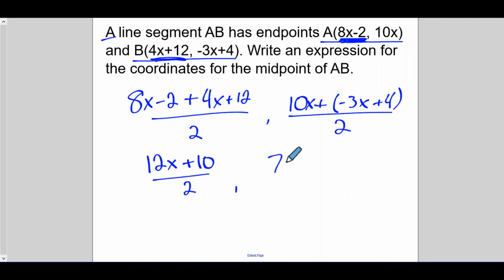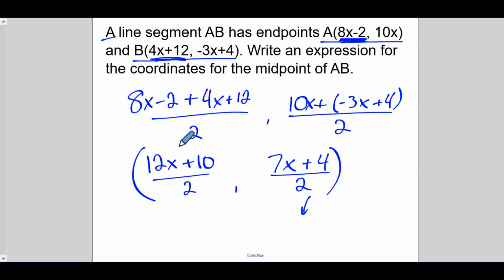And here I would get 7x plus 4. That's actually not as simple as you can make it, depending on the type of expression we're working with. This might be as simple as you want to get it. You could actually divide the 2 into both of these. This one I would absolutely do that because it does divide nicely into both of those.